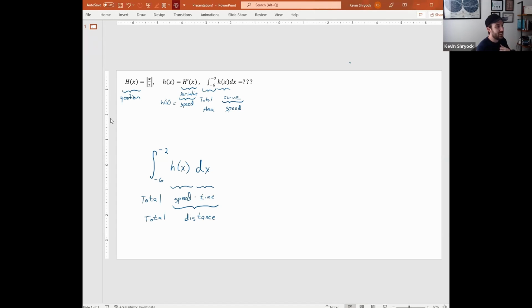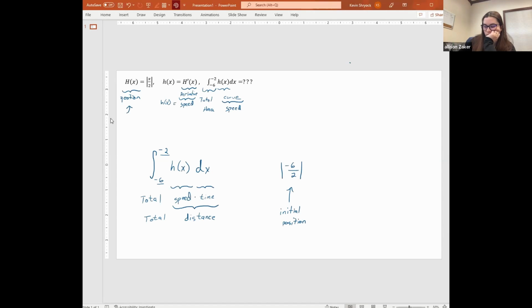Well, total distance, I have position. Position tells me where I am. So if this is asking me for my total distance between -6 and -2, at -6, I was at -6 over 2 in absolute value. That's where I was. That was my initial position, right? And then I could say, okay, at -2, that's only 2 seconds ago. That would be when I was at -2 over 2 in absolute value. That would have been my what?